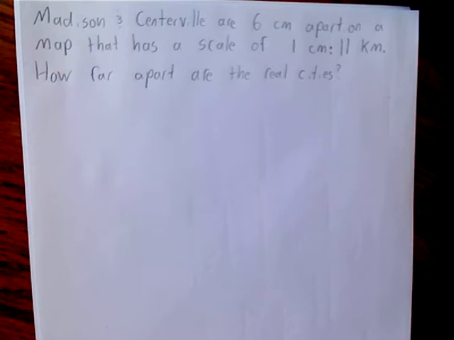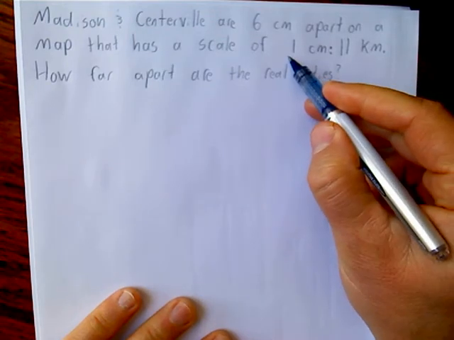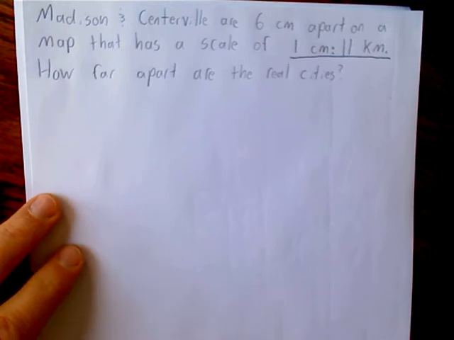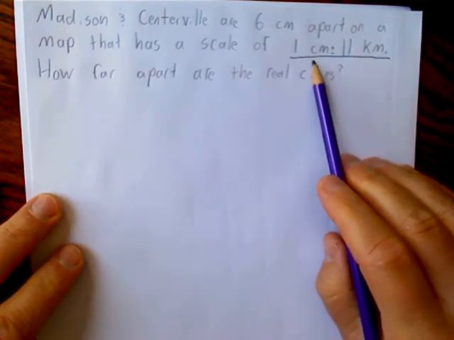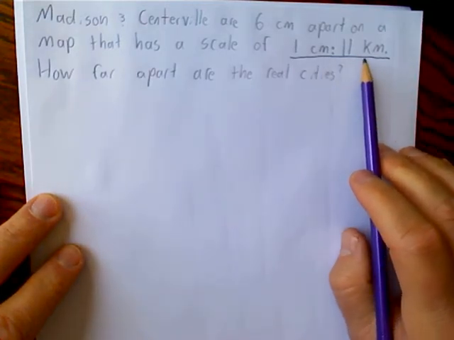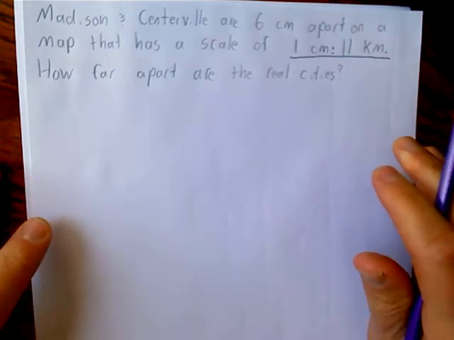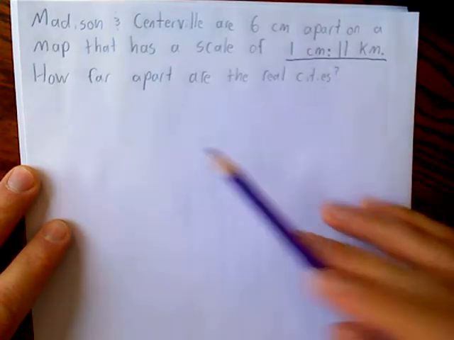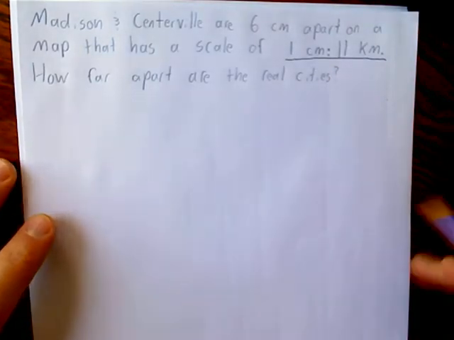So with these type of problems, we always start with what is given. And what is given is the scale. The scale is going to be key to these questions. There's the ratio. So for every 1 centimeter on my map, that represents 11 kilometers in real life. So I'm going to start out with that ratio and turn it into fractional form.